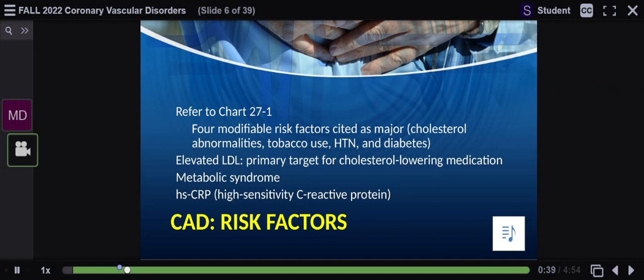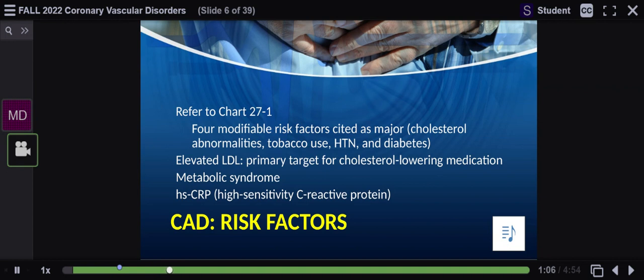Examples of your non-modifiable risk factors are the following. Family history of CAD: anybody with a first degree relative with cardiovascular disease at 55 years of age or younger for men, and at 65 years of age or younger for women. Increasing age: more than 45 years for men and more than 55 for women. Gender: men will develop CAD at an earlier age than women.